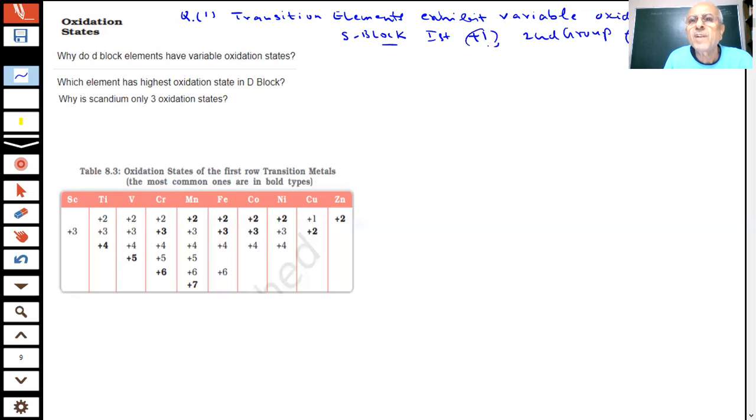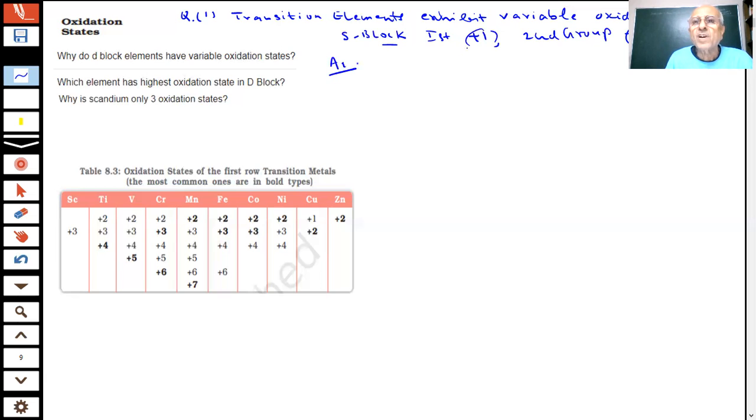But in transition elements, you are showing a large variety of oxidation states. As you can see in manganese, I am showing +2 to +7: +2, +3, +4. So what is the reason for this, student? That is our first question on the screen. What answer will you give? Sir, because of incomplete filling of d orbitals.